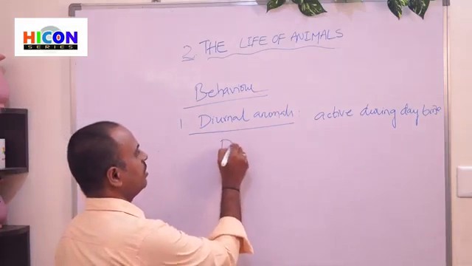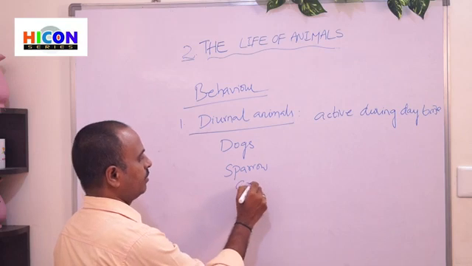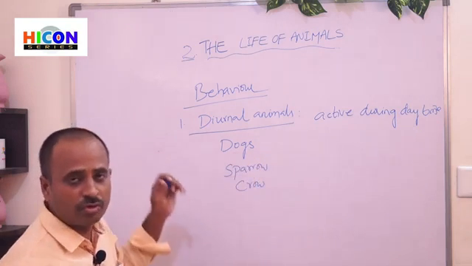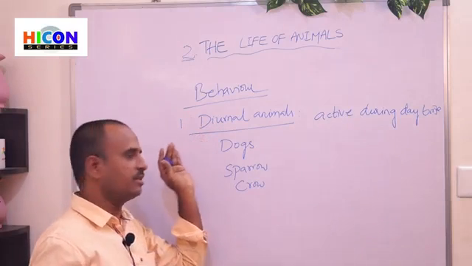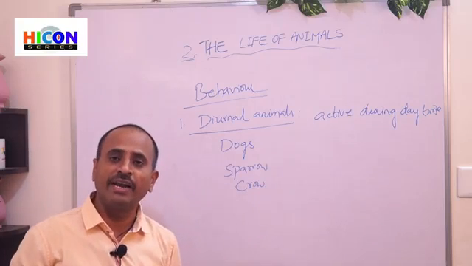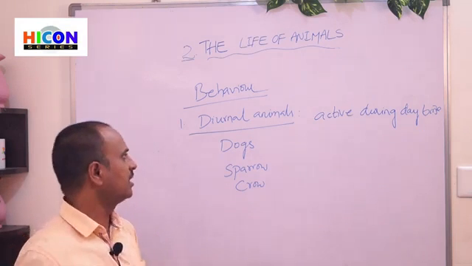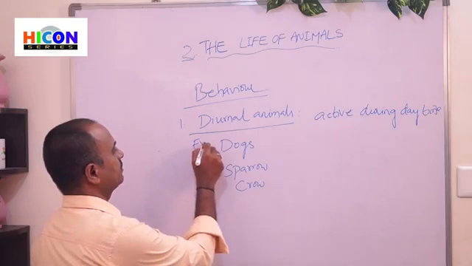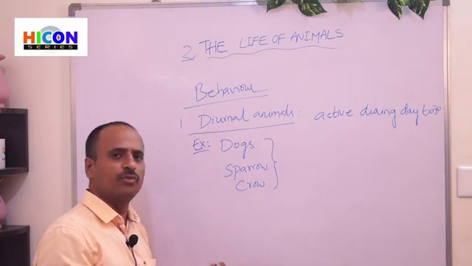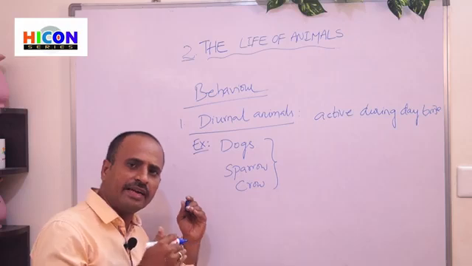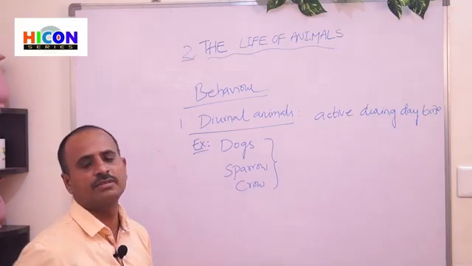For example, dogs and sparrow, crow, etc. There are so many examples for diurnal animals. Most of the diurnal animals examples are dogs, sparrow, crow, and some wild animals like tigers and lions. These only move in the daytime and they can eat only in the daytime and they will do their daily life activities in the daytime. So that's why these animals are named as diurnal animals.